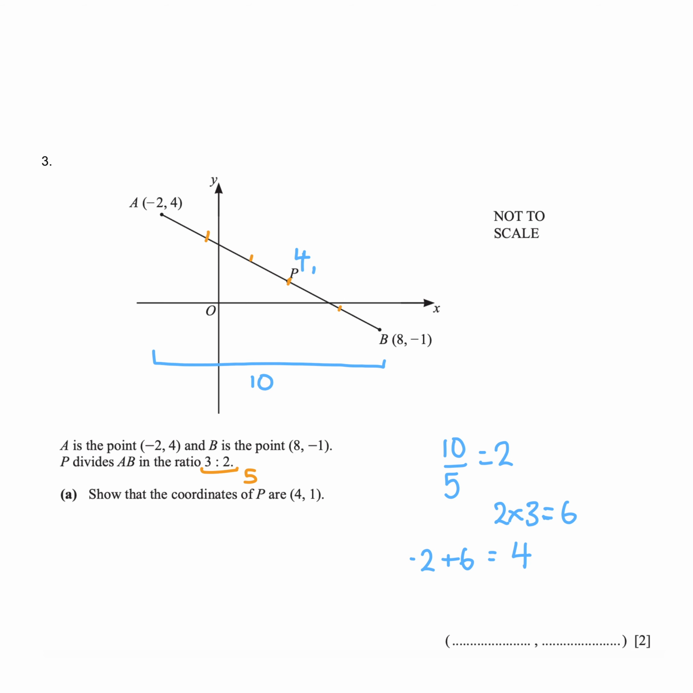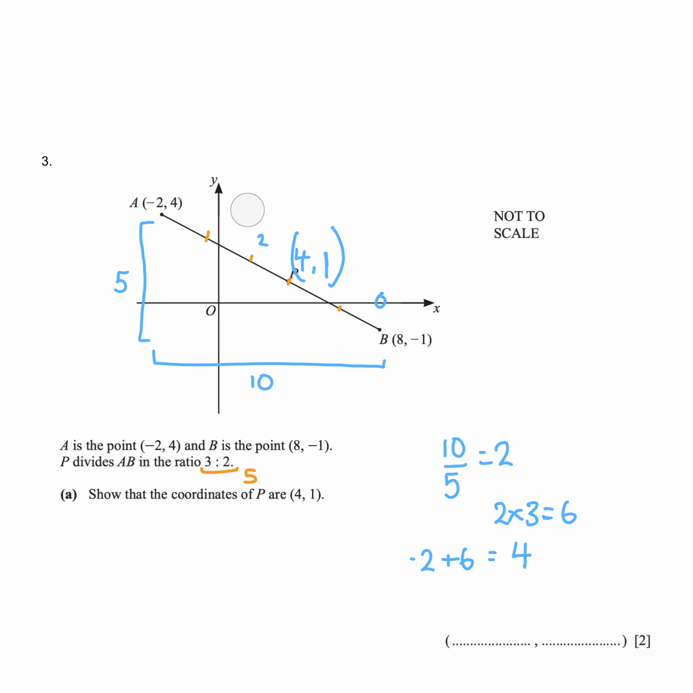Okay, so that's in the x direction, and then we can do that again in the y direction. So in the y direction here, we're going from -1 up to 4, so that's a jump of 5. So if there's 5 steps in total, and the jump is 5, then each jump is just 1. So that means that we're going from -1, so this is going to be 0, again obviously not drawn overly well, 1, 2, 3, and then 4. So that means that coordinate P is therefore 4, 1.